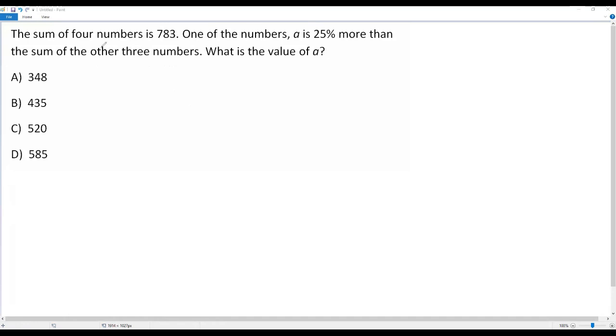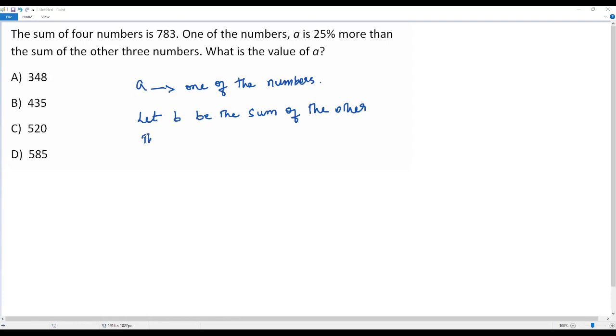Okay, there are four numbers for which we have the sum, that is 783, and one of the numbers is given, that is A. So here A represents one of the numbers. Let me write it over here, one of the numbers. And also, let B be the sum of the other three numbers. Let me write it over here. Let B be the sum of the other three numbers.